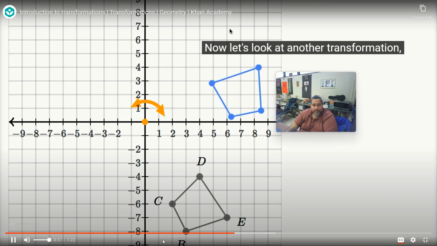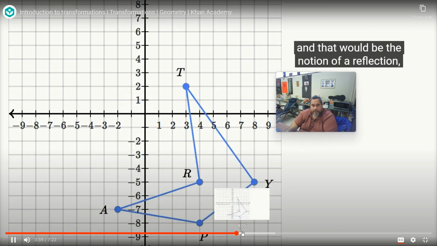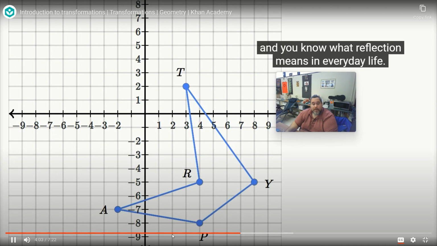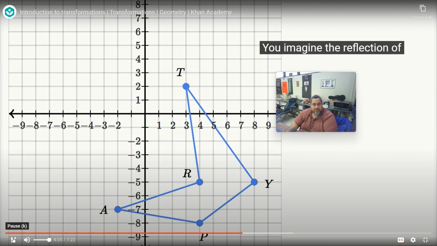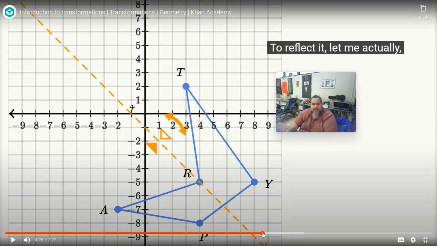Interesting. Another transformation, and that would be the notion of a reflection. And I know what reflection means in everyday life. It's like a mirror, right? Like a mirror reflection, a reflection of an image in a mirror. I don't want to hear him talk anymore, so I'm going to fast forward.